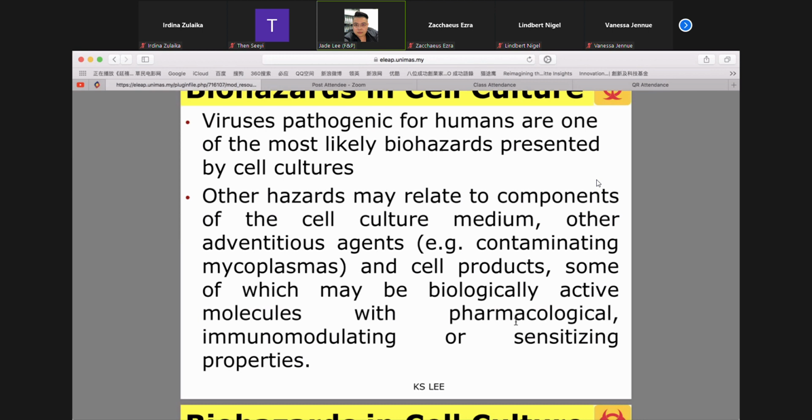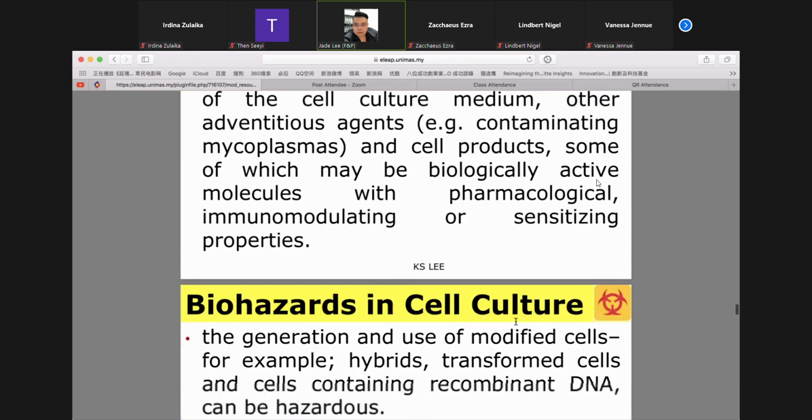For example, COVID-19, it is suspected that this escaped from one of the labs in Wuhan, but no one can actually confirm that. But you have to be very, very careful when you work with viruses. Okay, extremely, extremely careful.